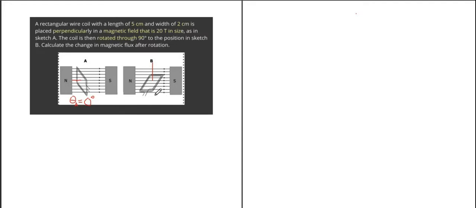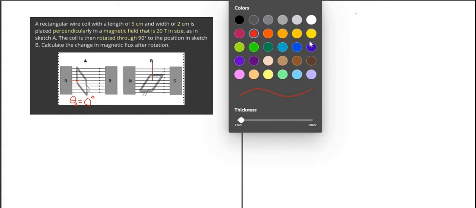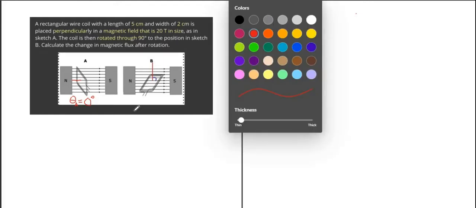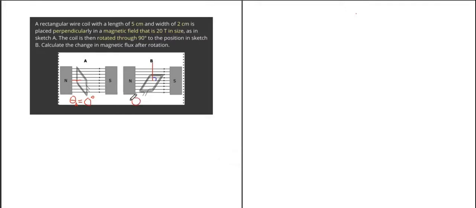And now if you look, what's the angle now? I'm going to use a different color. What's the angle now between the magnetic field lines, right, and the normal? You see that theta now at this position. So I'm going to call that theta B.